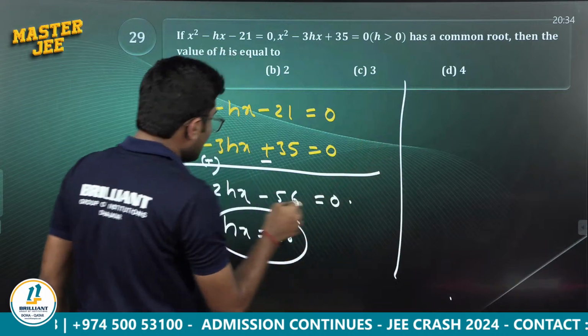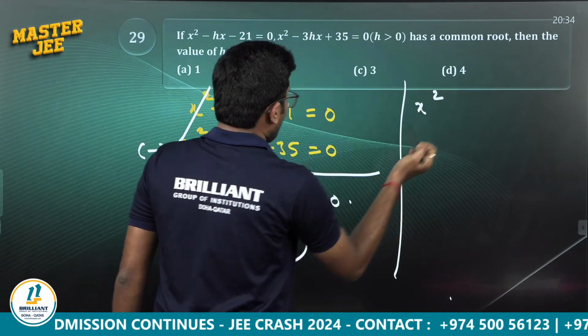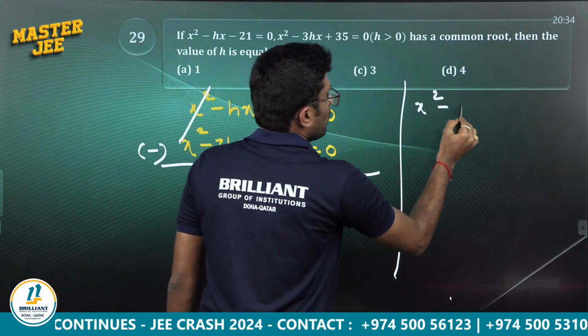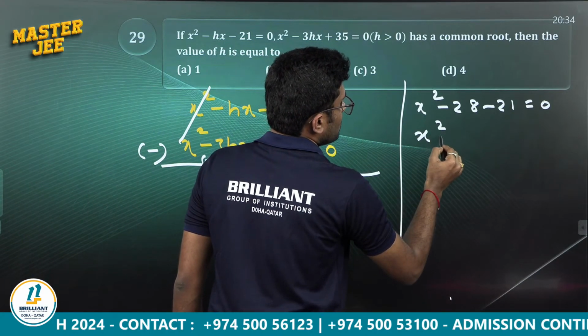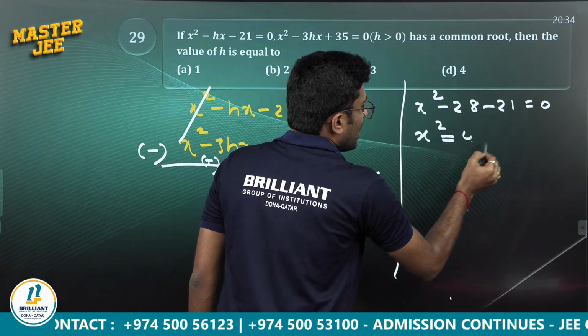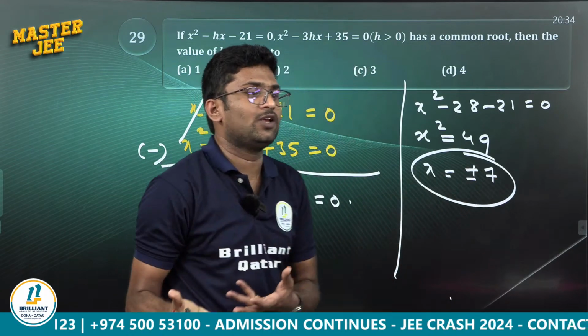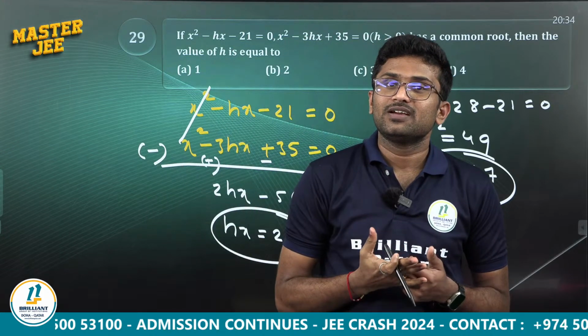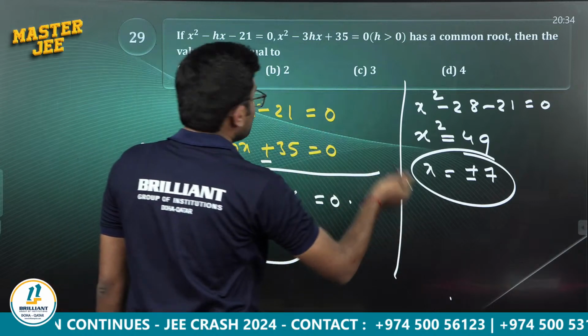Now you see, let's try to substitute the 28 here. X square minus 28 minus 21 is equals to 0. X square is equals to 49, then x will be either plus or minus 7. That's it. We got the value. Now put x is equals to 7 in the equation.